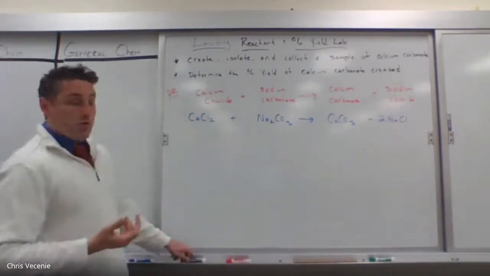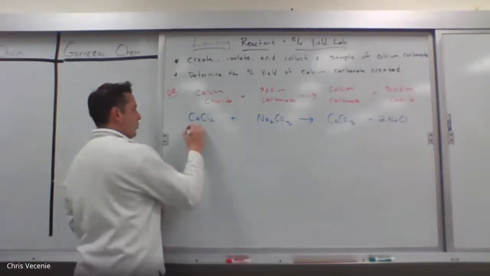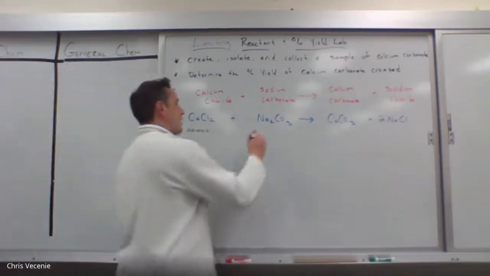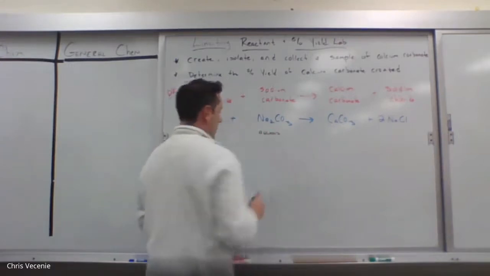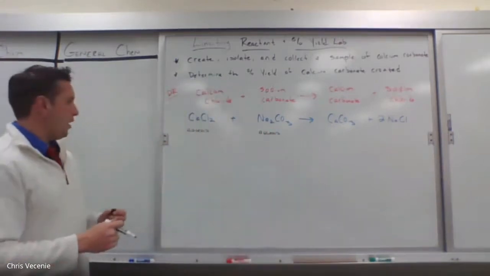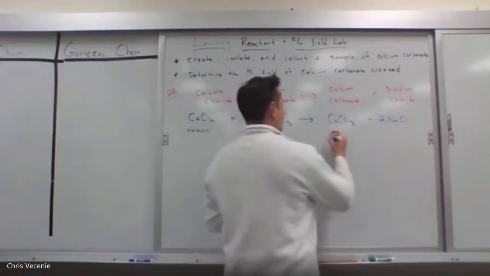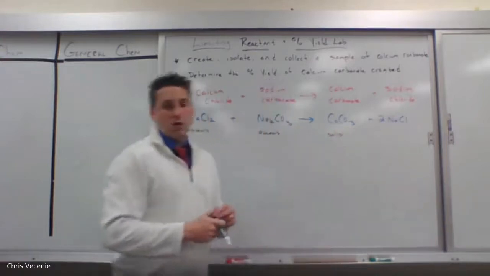Now the part that you are less familiar with. The CaCl2, we are going to make what we call aqueous. We're going to take a solid and dissolve it in water. The Na2CO3 is going to be aqueous. Take a solid, dissolve it in water. We're going to mix those two things together. And luckily for us, calcium carbonate is what we call insoluble.